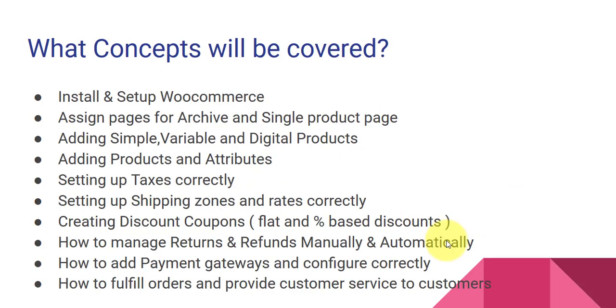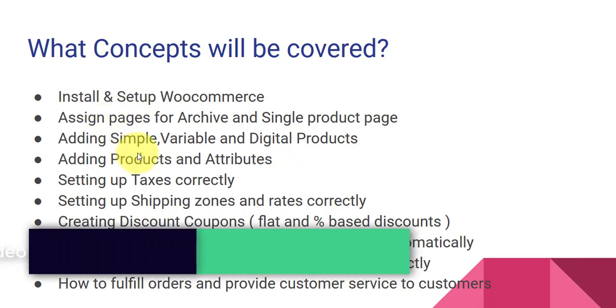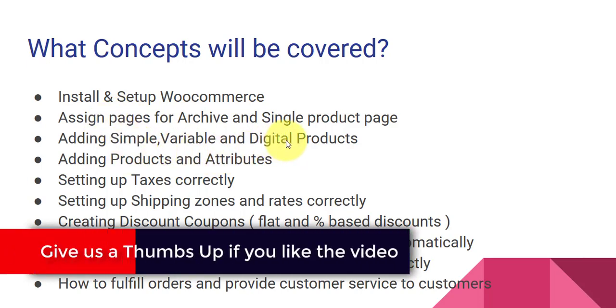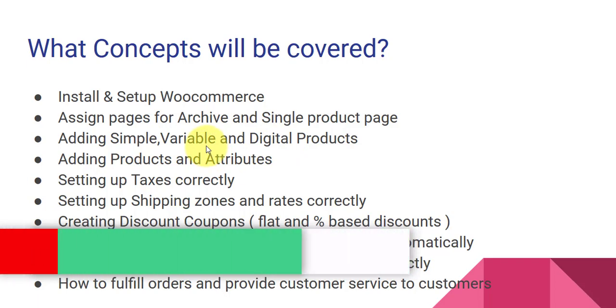What concepts will we be covering? We will cover how to install WooCommerce, how to set up WooCommerce correctly and professionally, how to assign pages for archive, product archive, and single product page, how to create those, how to customize those, and how to add simple, variable, and digital products. You can also sell digital products from your e-commerce websites. You can add variable products, you can add simple products. I'll be explaining the difference between all these three in the respective video tutorial.